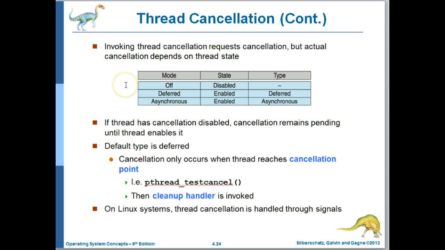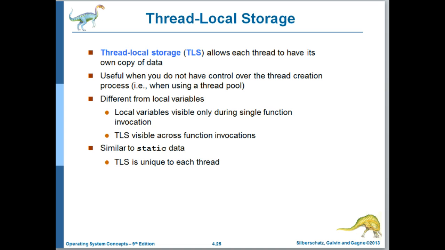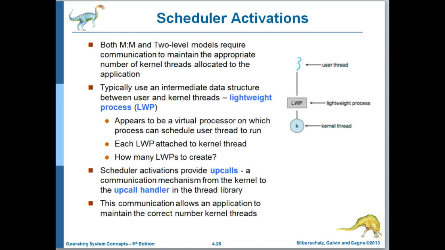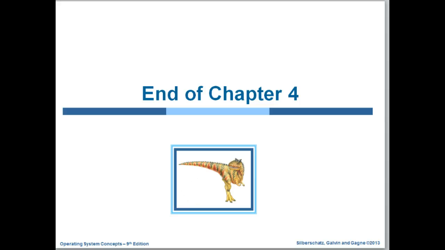If the mode is off, the thread is immune to being canceled. Deferred means that it's given the opportunity to clean up before it cancels, and asynchronous means that it will be canceled, i.e. terminated immediately. I'm going to skip this slide, and I'll skip this slide. So that concludes chapter 4.